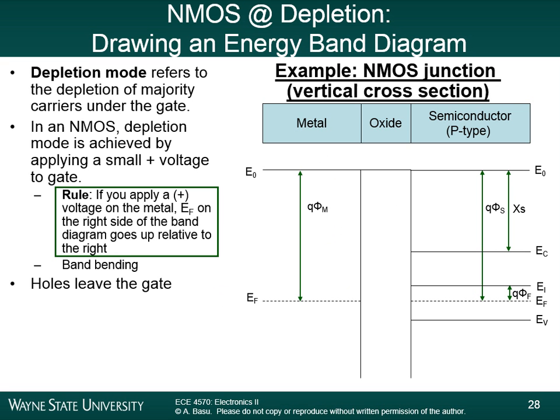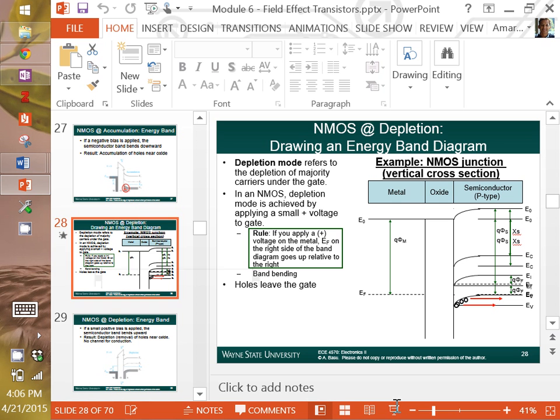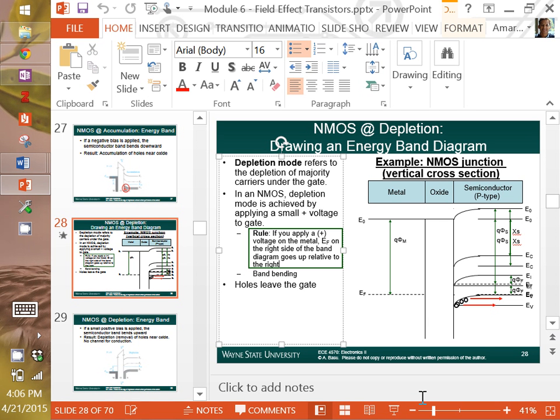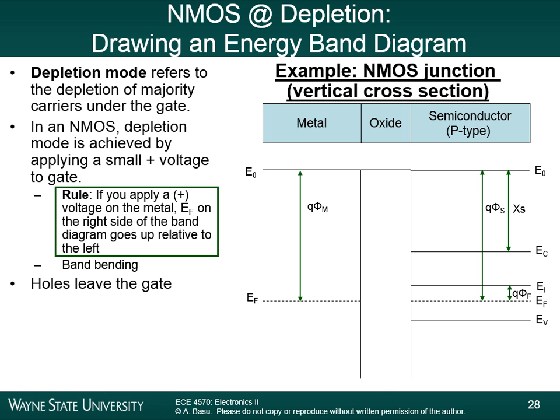So we're going to now look at that in terms of the energy band diagram. In an NMOS, depletion mode is achieved by applying a small positive voltage to the gate, and as we talked about, the holes leave the gate. From the energy band diagram perspective, if you apply a positive voltage on the metal, the right side of the diagram goes up. The right side of the band diagram goes up relative to the left side. This should say left. So let me fix that. Okay, so the right side of the band diagram will shift up as a unit.